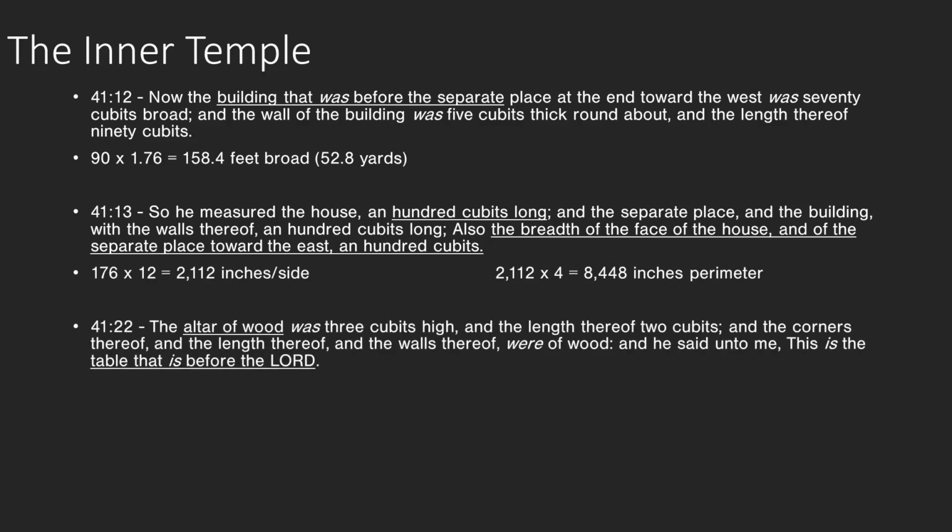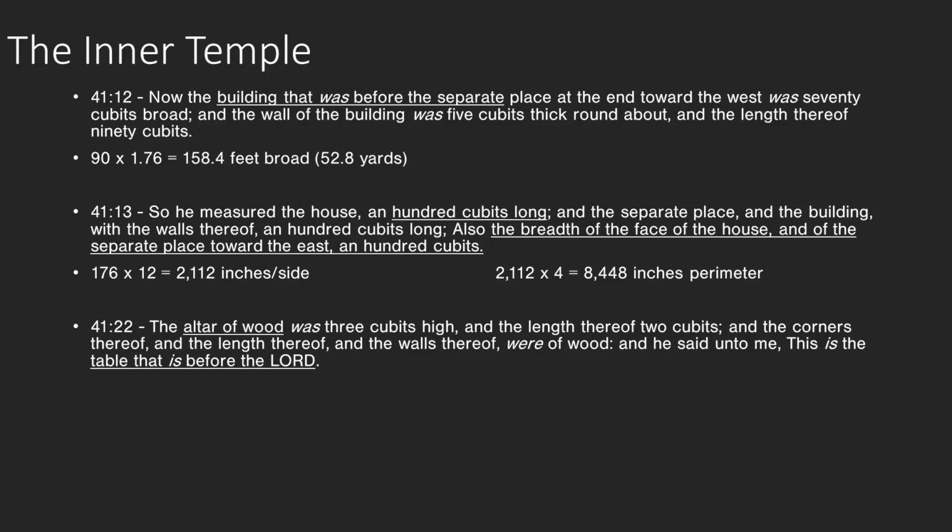The altar of wood was 3 cubits high, and the length thereof 2 cubits, and the corners thereof, and the length thereof, and the walls thereof were of wood. And he said unto me, This is the table that is before the Lord. Take a moment to consider that this table is made of wood. Everything in Solomon's temple, including the offering tables, were covered with gold, but this table, by itself, all alone, is made of raw wood. This table would have been in the middle of the holy place, right before the door to the most holy place.